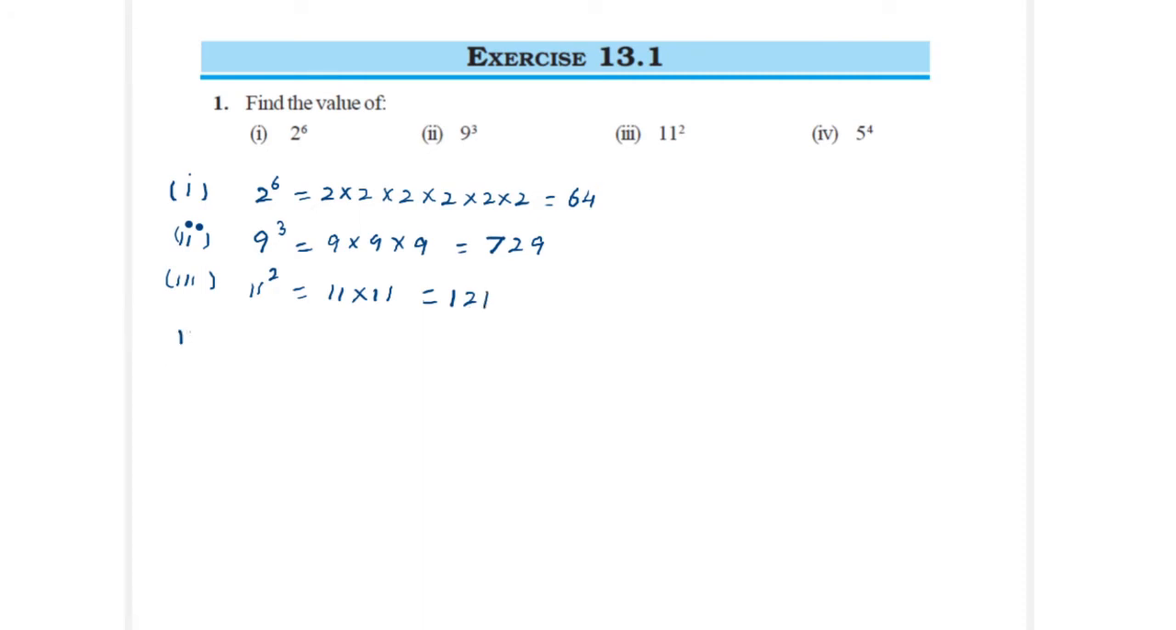Now come to fourth part. 5 raised to power 4. 5 raised to power 4 means 5 is multiplied 4 times. That is 5 into 5 into 5 into 5. Multiply it, you will get 625. This is your answer.